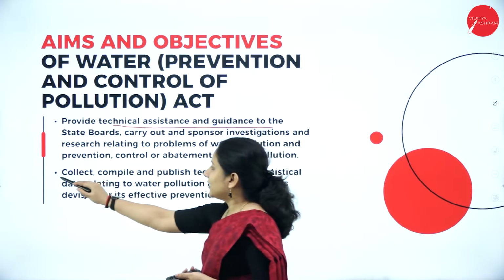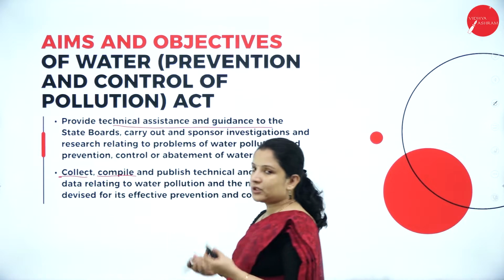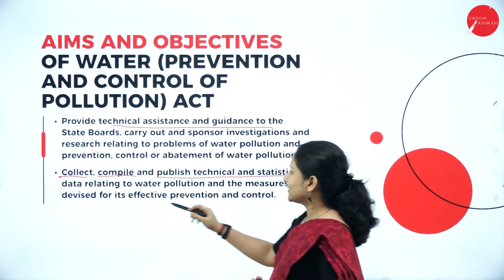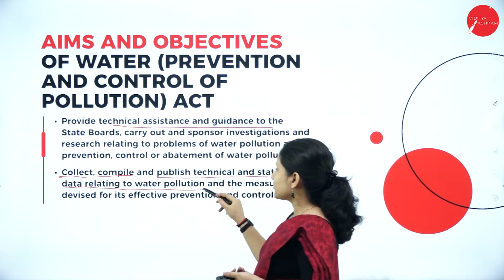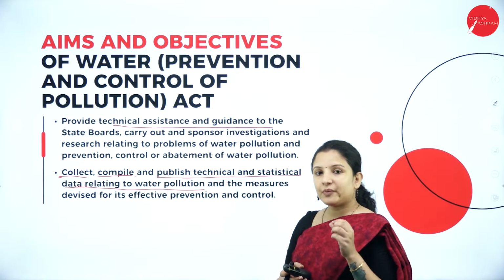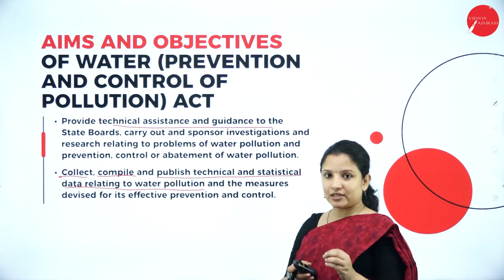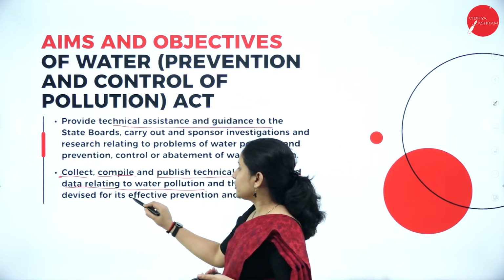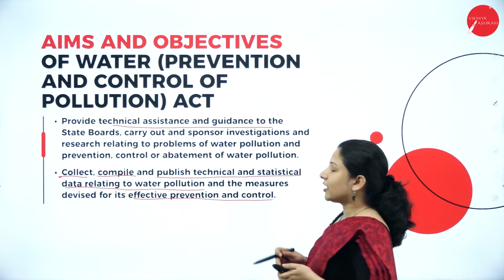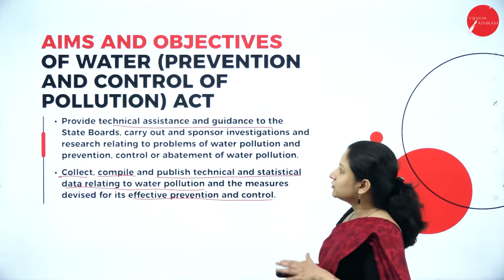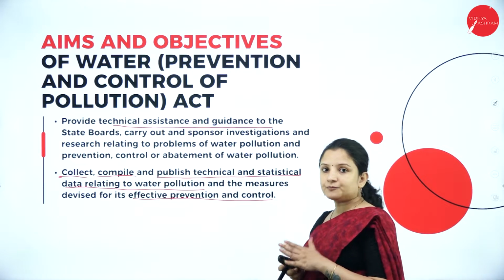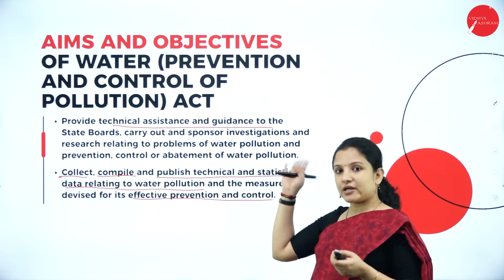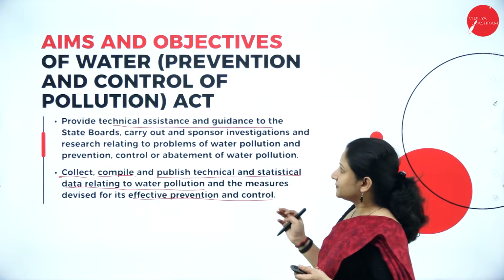Next is to collect, that is to compile and to publish technical and statistical data relating to water pollution and based on that statistical data take appropriate measures in order to effectively prevent and control water pollution. So, all these will be done by the Water Act. Under this, there are various rules and regulations which are put under different sections.